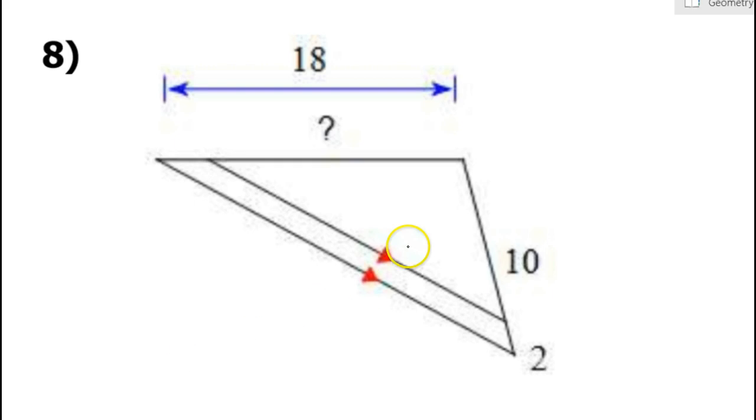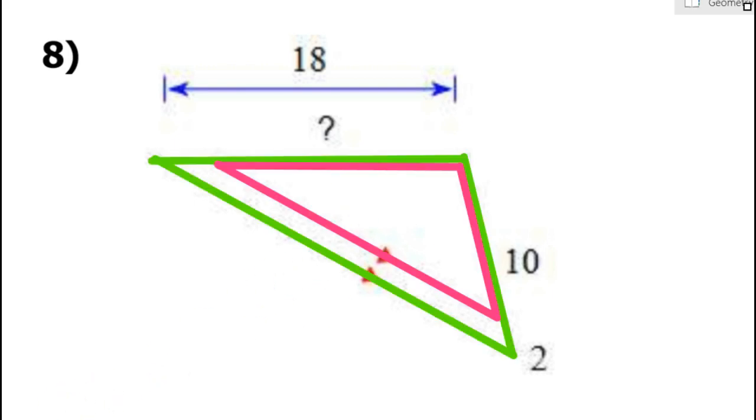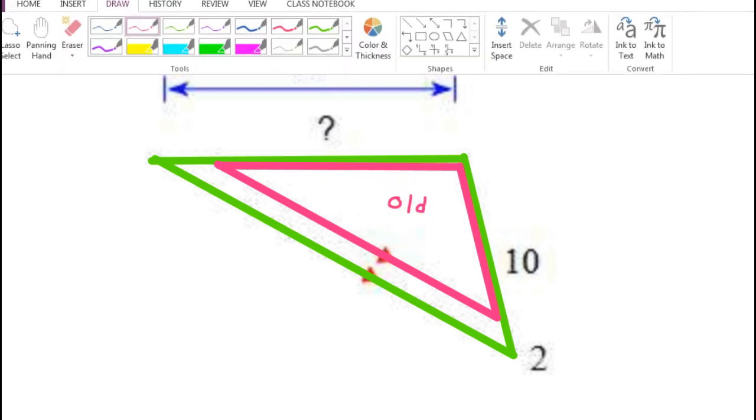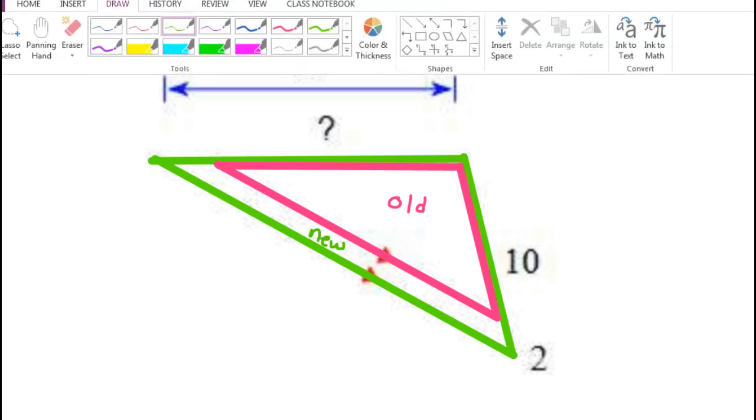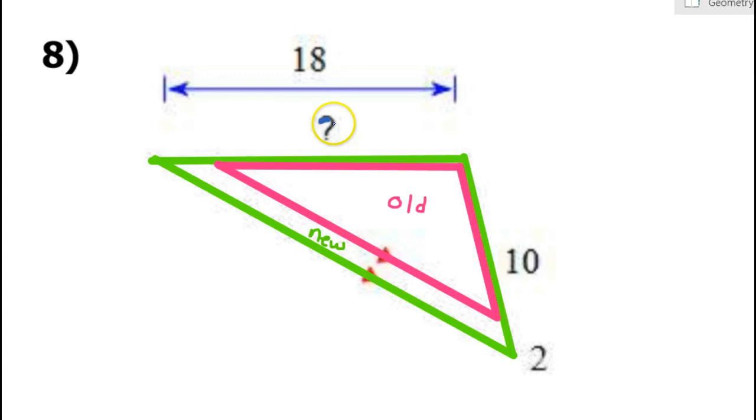Number 8, very similar. Let me highlight the two triangles. And once again, I will refer to the smaller triangle as the old triangle, while I refer to the larger triangle as the new triangle. Okay, so the red one I will call old, and the green one will be the new. I am going to use x, of course. Instead of a question mark, I'm going to go ahead and call this x.